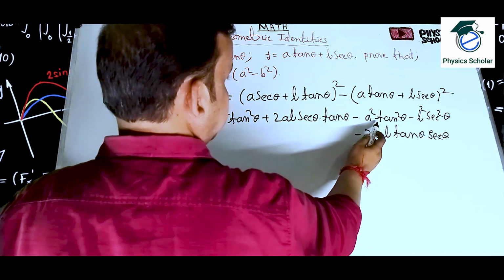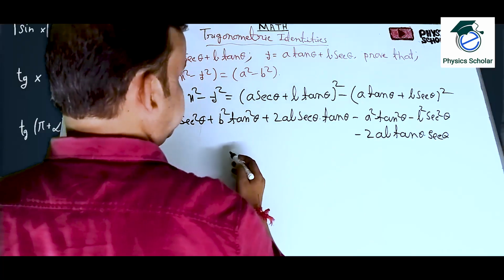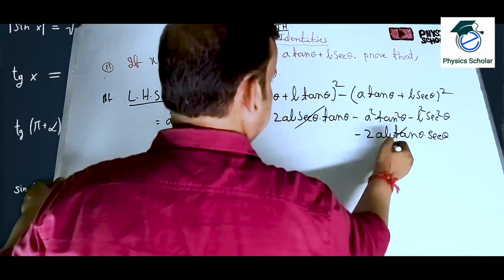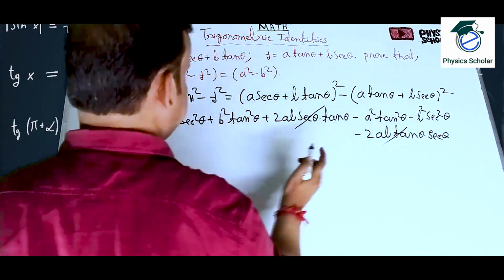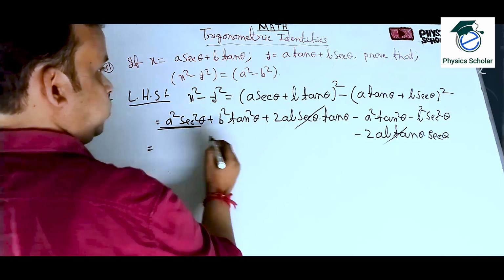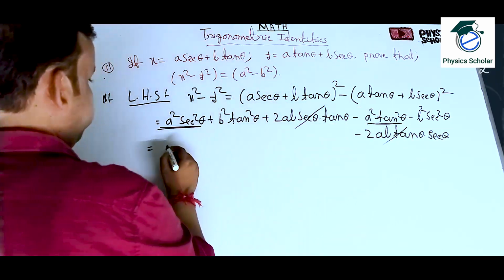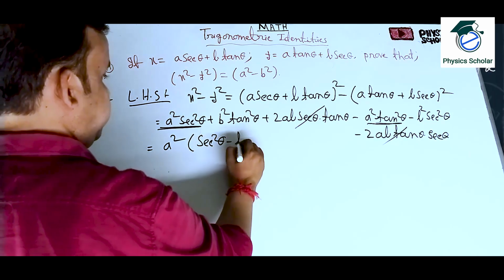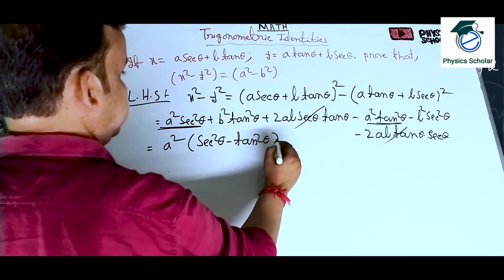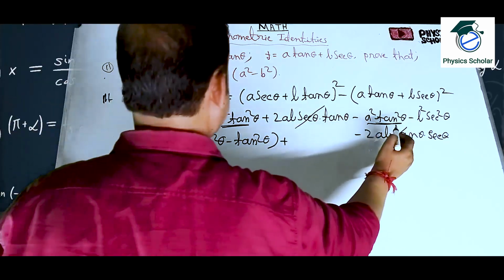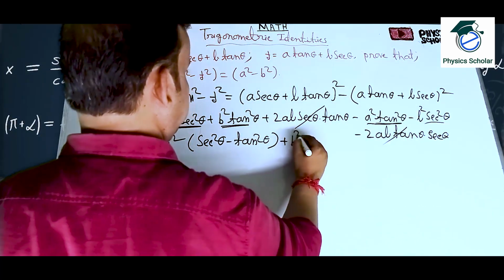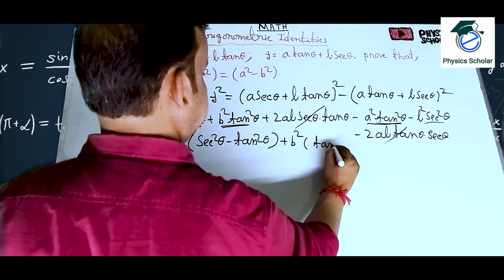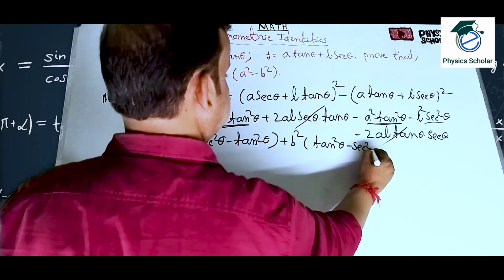Clear? So now what we can write? So this and this will be cancelled. 2ab sec theta tan theta minus 2ab sec theta tan theta will be cancelled. So from this a square sec square theta, a square tan square theta. So what we can take common? A square. So sec square theta minus tan square theta. Clear? Plus from these two b square tan square theta minus b square sec square theta. B square is common. Clear? So it will be tan square theta minus sec square theta. Clear?